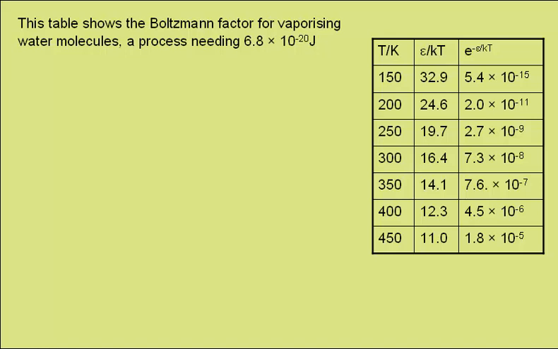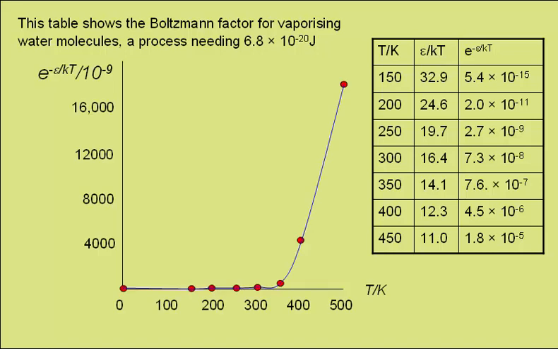So in any particular sample of water, if we raise the temperature from 150 to 200 Kelvin, we'd get around 10,000 times the number of particles in a position to vaporize. In going from 200 to 250, we'd have around 100 times more particles available, and so on. If we plot a graph of these values, it goes something like this, with temperature on the x-axis and the Boltzmann factor on the y-axis. There's very little change along here, then a massive shoot up at this point.